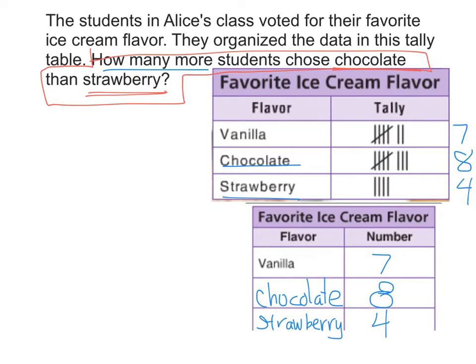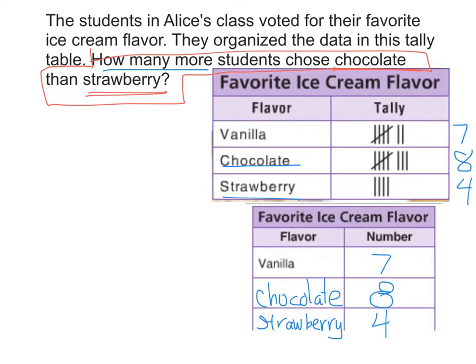So down here, what we did was we created a frequency table. Now the word frequency means how often something occurs. So how does this frequency table show how many students chose chocolate? Well, it shows it with the number 8. How does the frequency table show how many students chose strawberry? Well, that's done with the number 4.